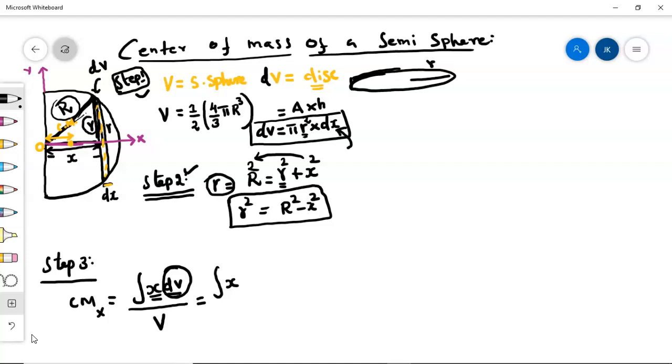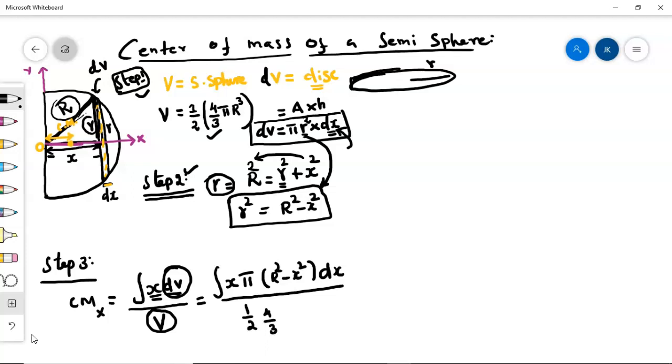So write this value pi. In the place of r square, I'm going to write this value. So in the bracket r square minus x square, that is r square value, multiply by dx. So right here dx divided by the volume of the semisphere is written here, 1 by 2, 4 by 3 pi r cube. So here the constant value you can cancel out for simplification. You can cancel this.